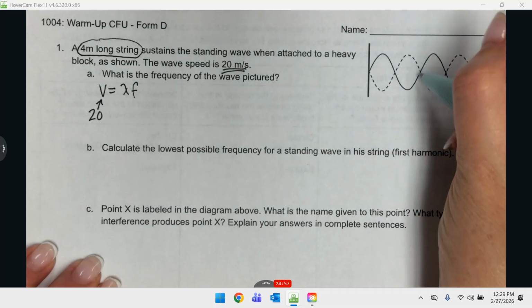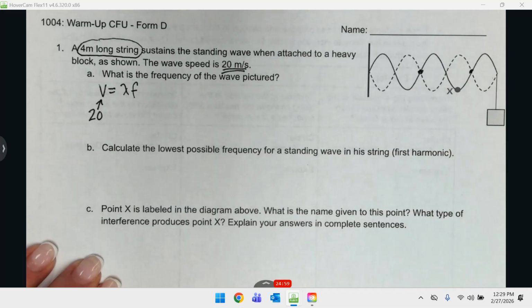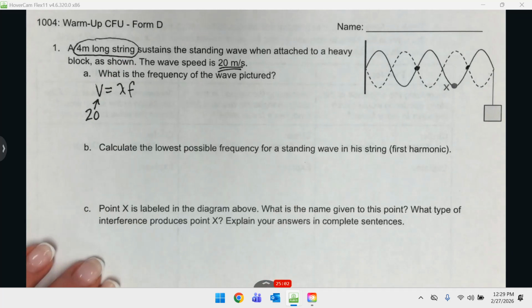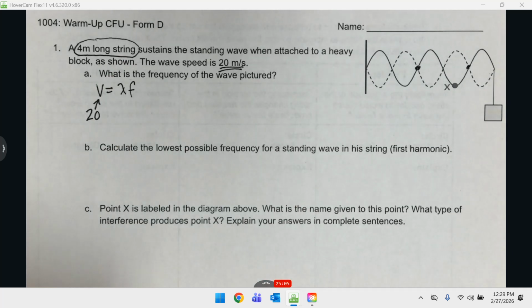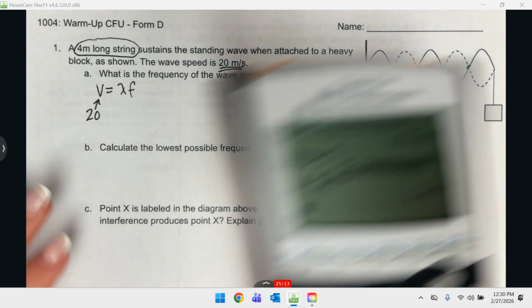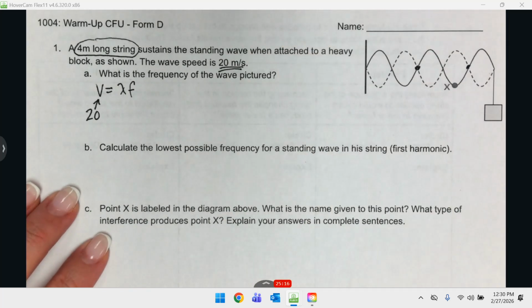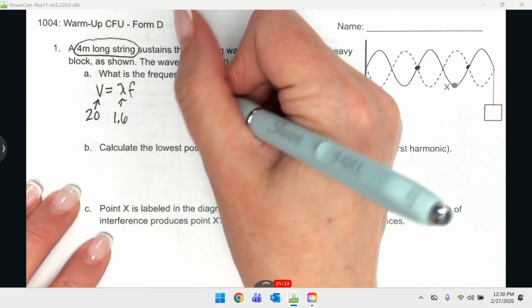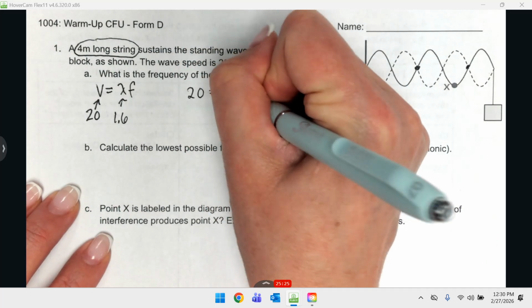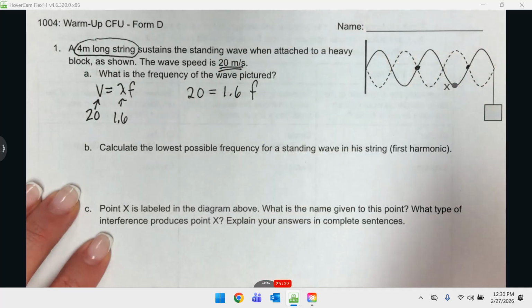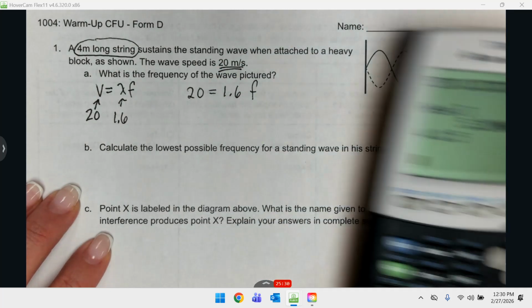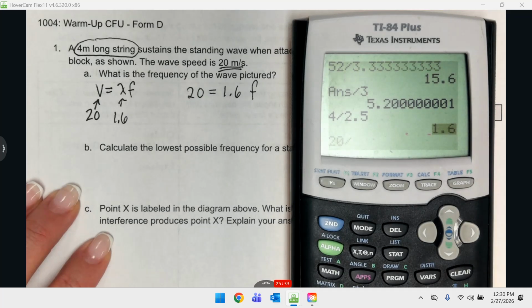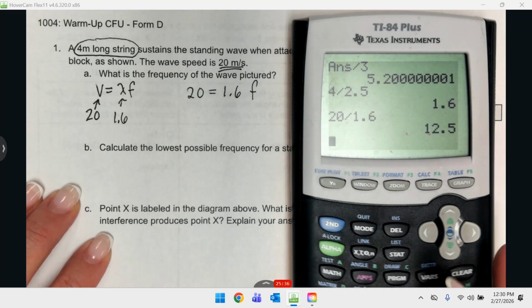How many waves is it? 1, 2, 2.5. 2.5 waves are 4 meters long. How long is one wave? I can get that by dividing. So we're going to do 4 divided by 2.5, and we're going to get 1.6 right there. And so that's our wavelength. So if I want to find my frequency, I'm just going to plug these numbers in, and I need to divide both sides by 1.6. So 20 divided by 1.6 is going to give me my frequency as 12.5 hertz.